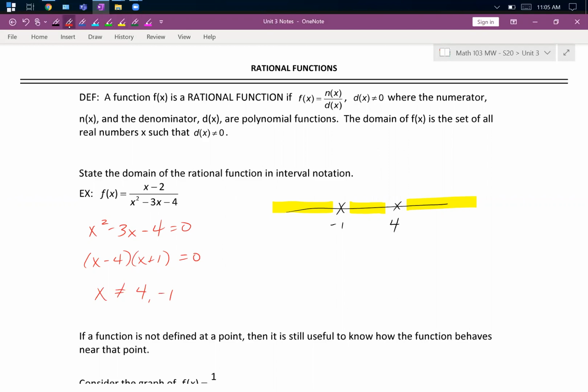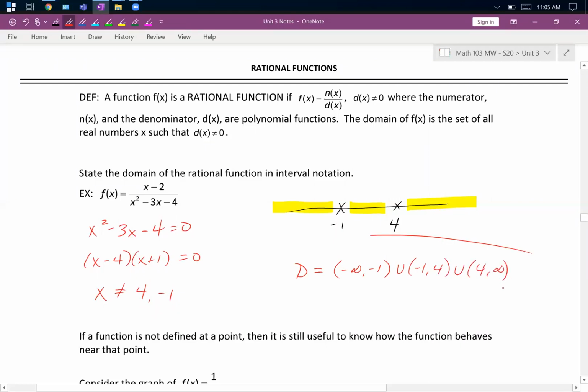So what will our domain be in interval notation? Negative infinity to negative 1, union negative 1 to 4, union 4 to infinity. Perfect. Non-inclusive.